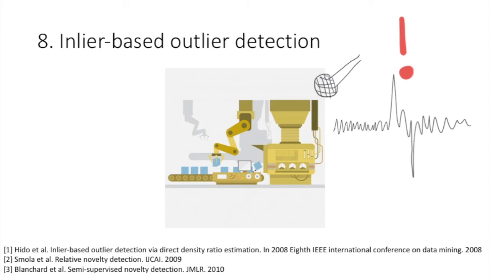Inlier-based outlier detection, on the other hand, has, in addition to the unsupervised data, access to a representative sample of inliers. So this would be examples of machines in good conditions. With this information, more powerful outlier detection is possible, as was shown by Hido and Smola. This task can of course be phrased as PU learning, with the inliers as examples of the positive class and the unsupervised datasets as the unlabeled examples. This was first shown by Blanchard et al.